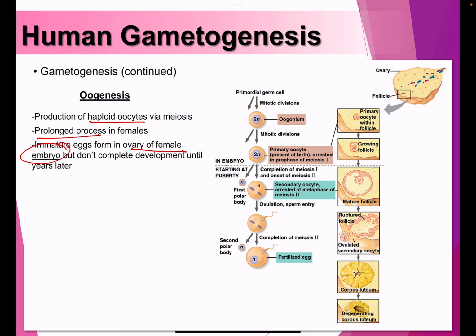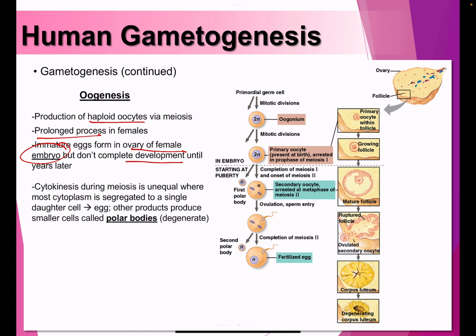But for females, it's a lifelong process where the eggs are formed when the embryo is being formed, but they kind of stop, and then they only complete if an egg is fertilized. So they don't complete development until years later. And by completing development, I mean it's only up to the secondary oocyte stage. It doesn't complete the entire process of meiosis, technically speaking, until fertilization.